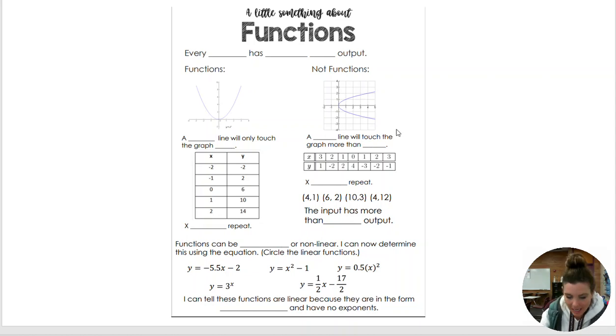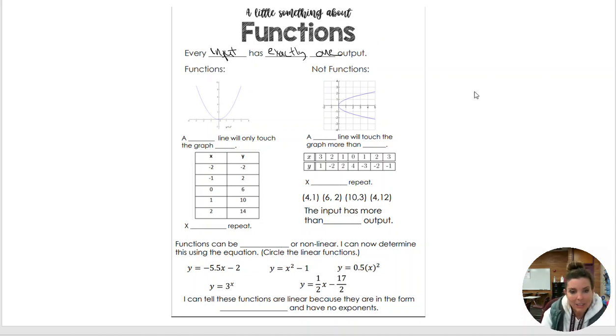Hi, you guys. We're going to have a quick review on functions. It's been a little while since we've talked about what a function is, but with a function, every input has exactly one output. So when you're thinking about if something is a function or not, think about a vending machine. If you push one button, you're going to get one thing back.